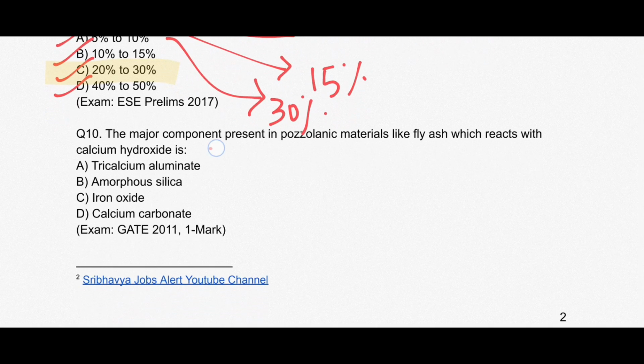10th question. The major component present in pozzolanic materials like fly ash, which reacts with calcium hydroxide, is tricalcium aluminate, amorphous silica, iron oxide, and calcium carbonate. So the answer is option B, that is amorphous silica.